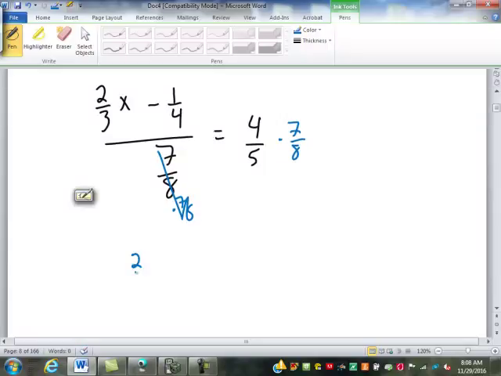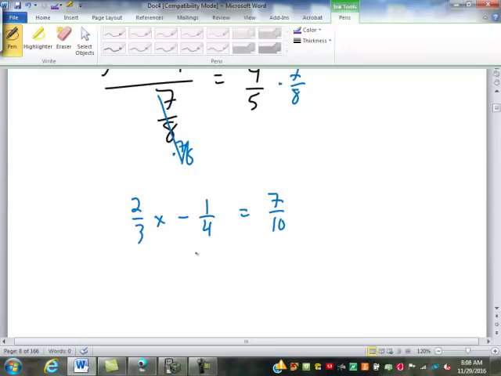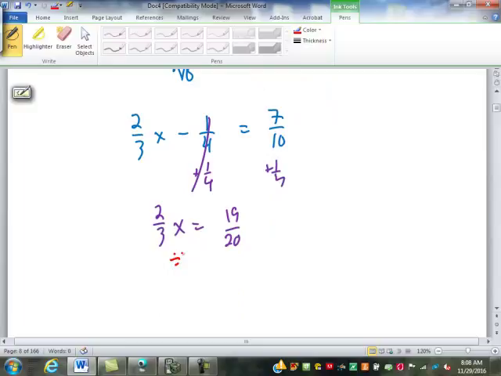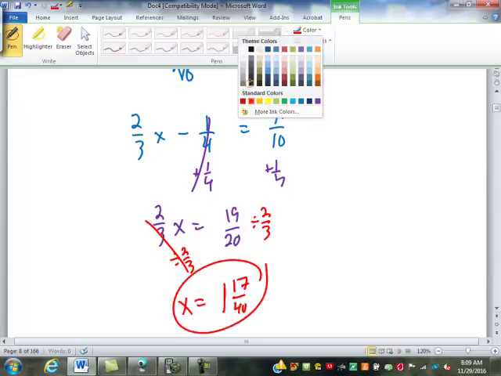So 2/3 x minus 1/4 equals 7/10. Then what? Add a 1/4. So 2/3 x equals 19/20. And then divide by 2/3. X equals 57/40, or 1 17/40. How many of you had that one? Good deal.